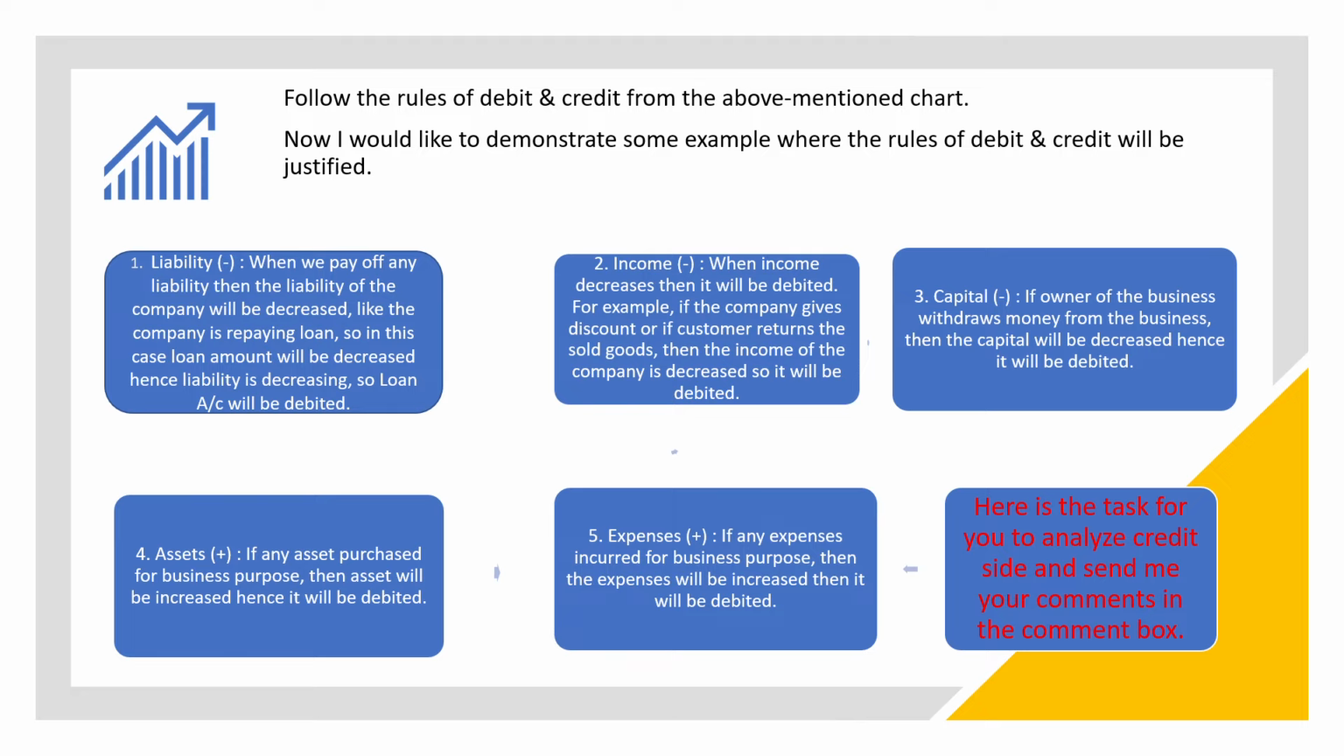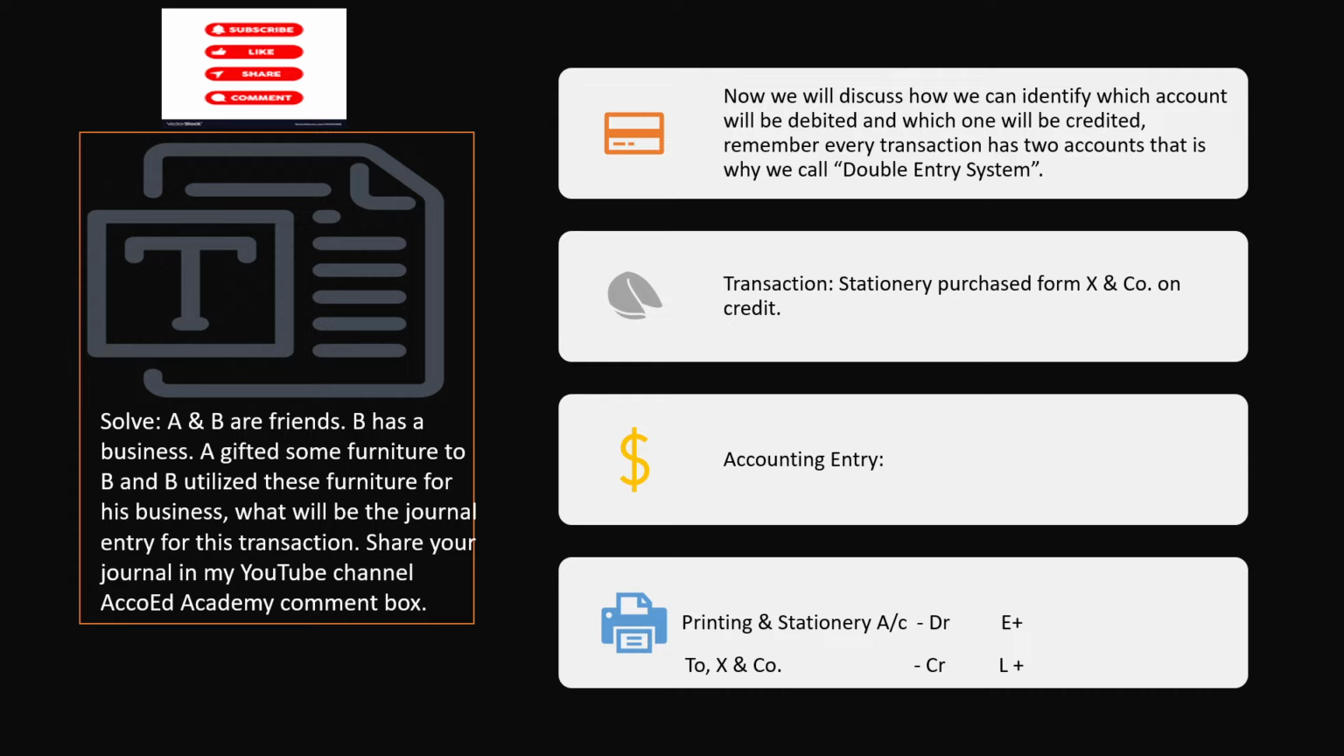Now here is the task for you: analyze the credit side and send me your comments in the comment box. Now let's take one live example, right? And this will help you to logically identify the debit and credit. As I told you, every transaction has two sides. One is the debit side and the other is the credit side.